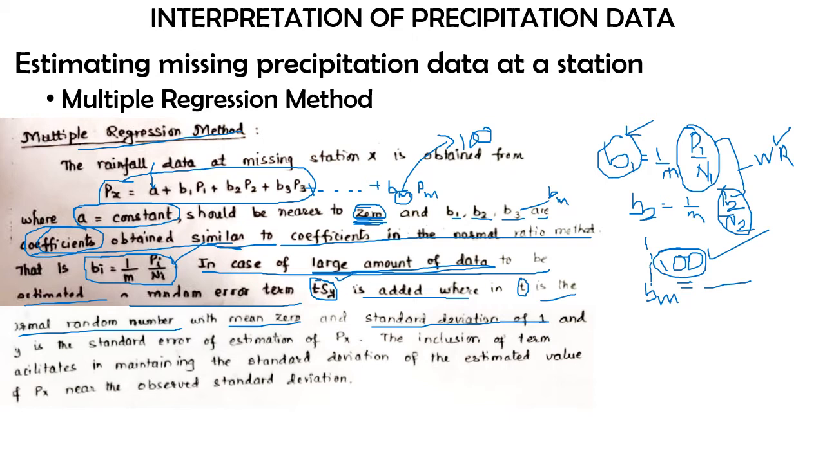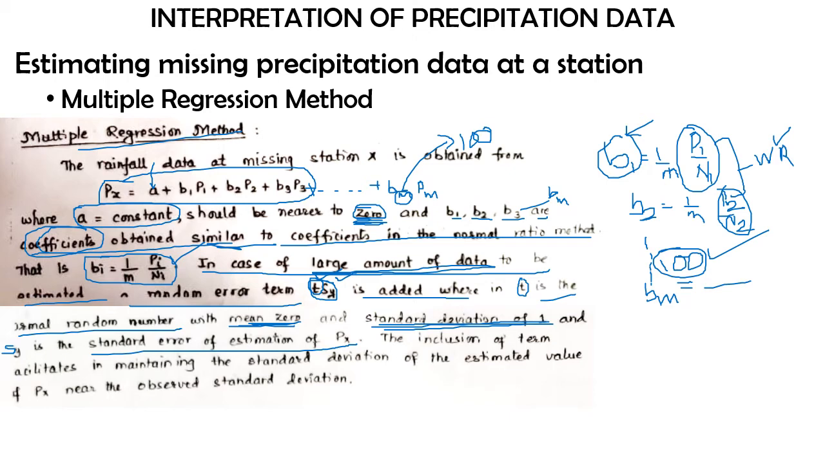In this, what T is indicating is a normal random number with mean 0 and standard deviation 1. How are you going to determine these T values? That is with the help of trial and error methods, and based on that we can set up a value of T. Now similarly, this is not only Y, this is SY. SY is the standard error in the estimation of Px.